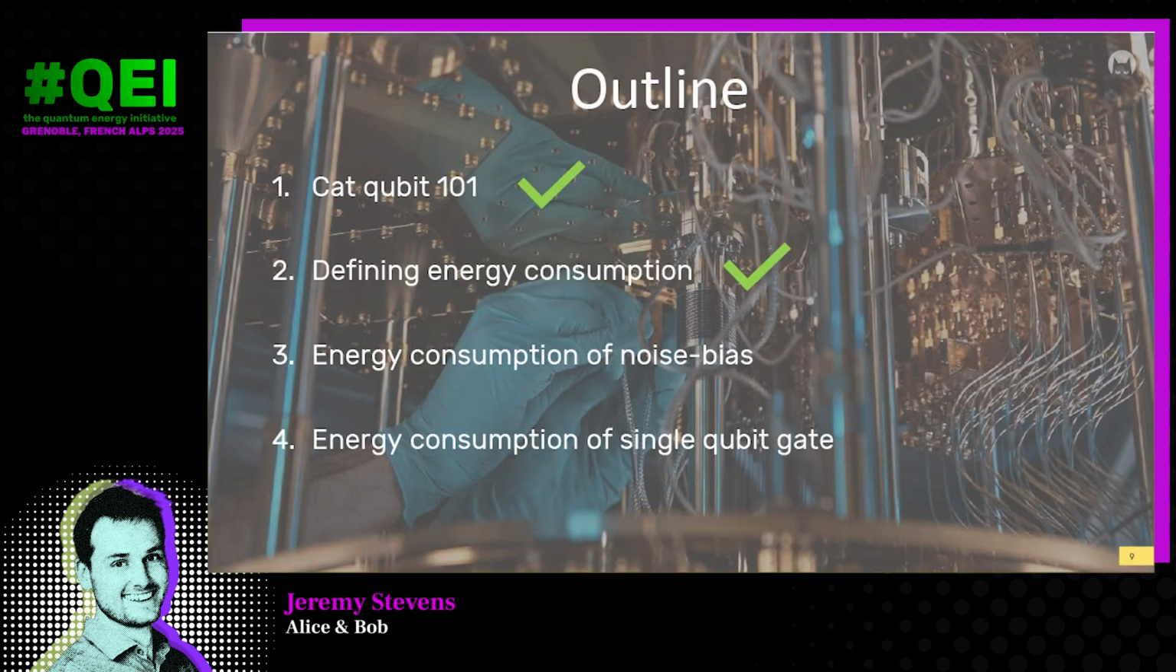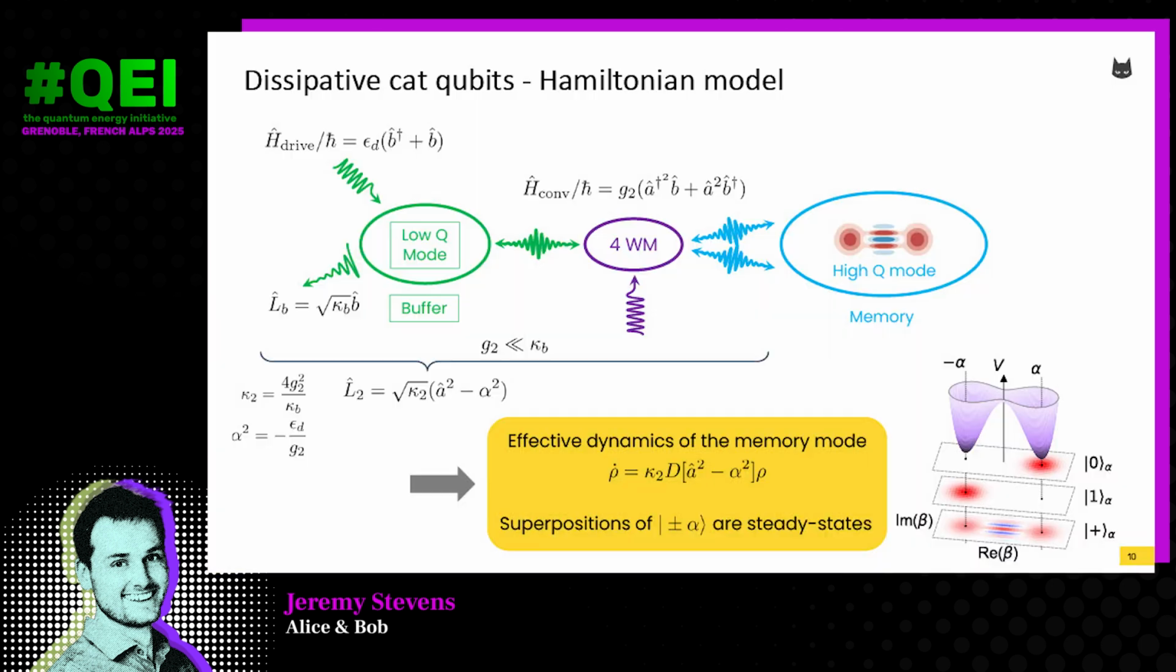All right, so let's talk about the energy consumption of noise bias. For that, we have to go a little bit more in detail into how cat-qubits work. I said that the cat-qubit lives in the high Q mode, and in practice, it's also coupled to a low Q mode, which we call the buffer, coupled to the environment through a rate kappa b. They're coupled together through a four-wave mixer. If you drive the four-wave mixer at the correct frequency, you can engineer a 2-to-1 photon exchange between the memory mode and the buffer mode. This gives you this kind of flip-flop Hamiltonian you can see here.